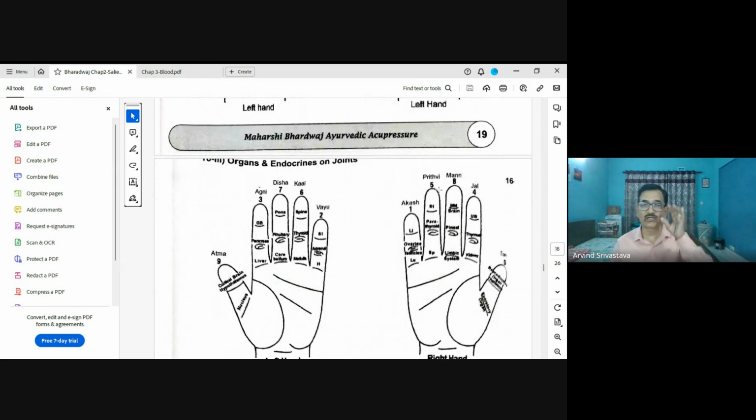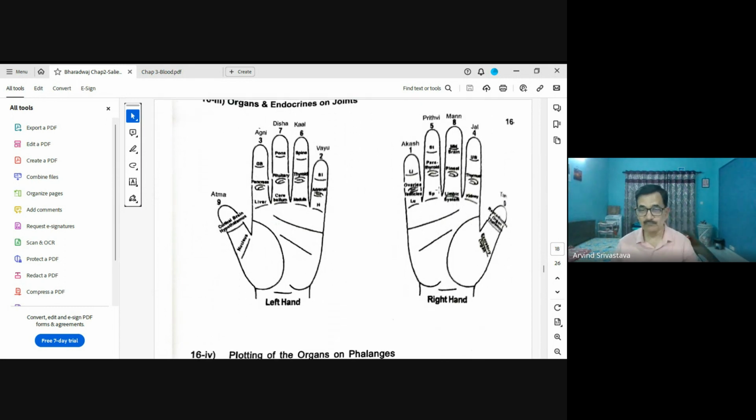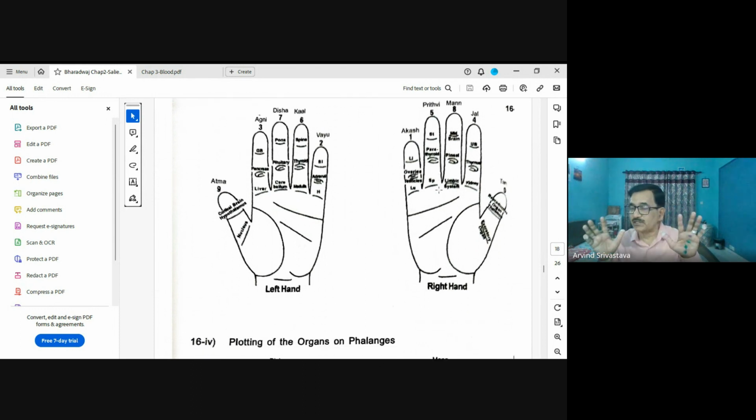Now the plotting of organs. We have to plot the organs. Unless we plot the organs, we cannot treat any organ. That's why the plotting of organs was there.